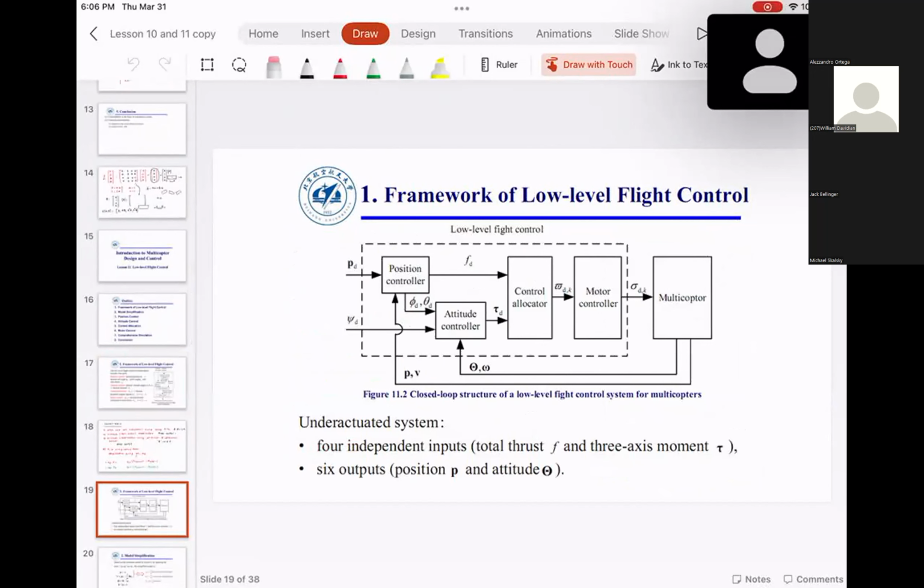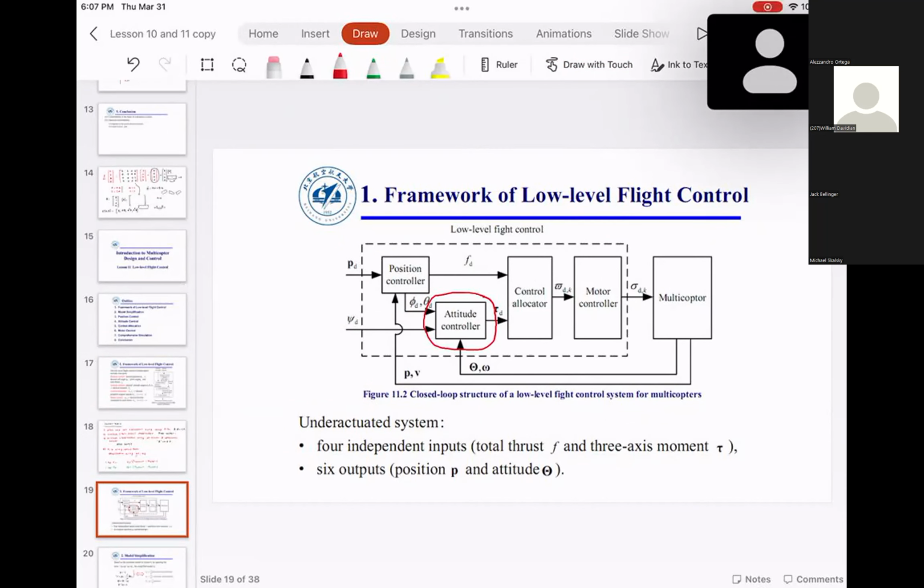Now, please understand the innermost control that we are looking at is the attitude control. And what is the input to the attitude control? The output of the complementary filter, which is the pitch and the roll, is fed onto the attitude control.